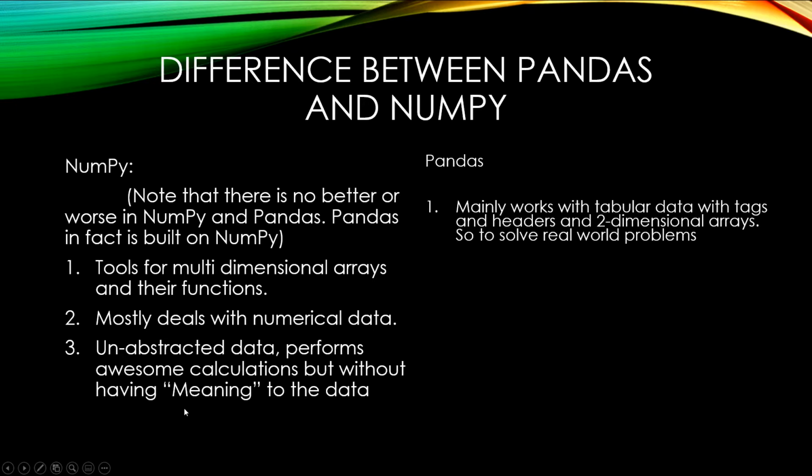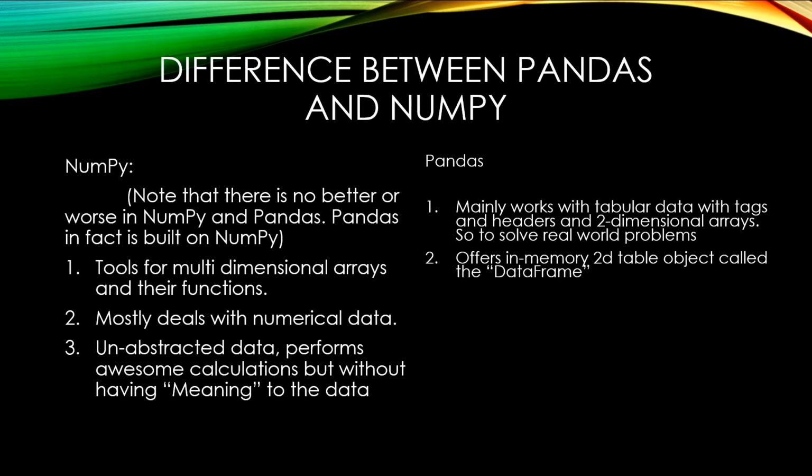Mainly, Pandas works with tabular data with tags and headers and two-dimensional arrays to solve real-world problems. So right off the bat, we know that our data has meaning in Pandas, that the rows and columns mean something. Unlike manipulating NumPy arrays, where data could be anything and we just know about performing operations on them. Furthermore, Pandas offers an in-memory 2D table object called the data frame. We will study this in future videos.